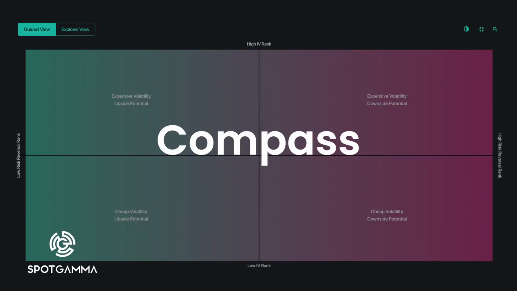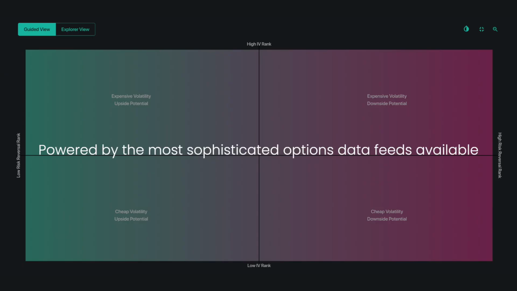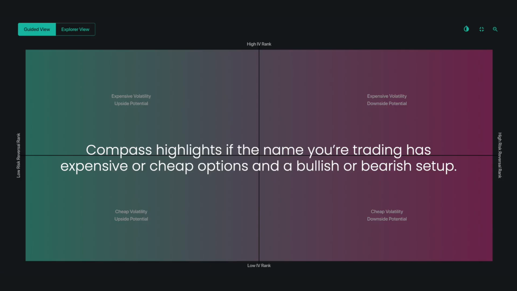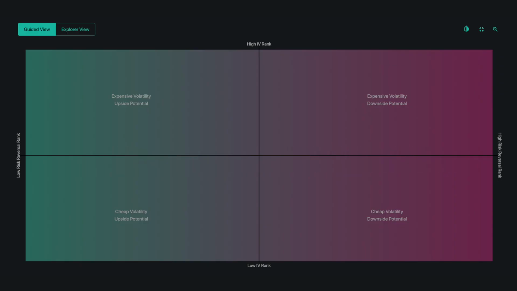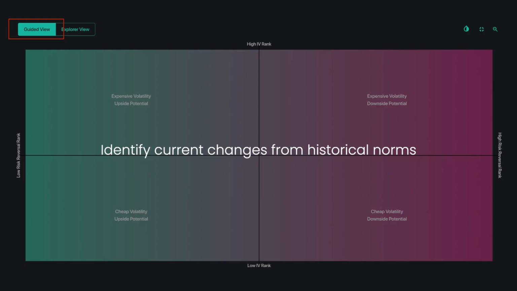SpotGamma's new tool, Compass, helps traders find both trade ideas and trade direction. Powered by the most sophisticated options data feeds available, Compass highlights if the name you're trading has expensive or cheap options and a bullish or bearish setup. Specifically, Compass's guided view helps traders identify current changes from historical norms.